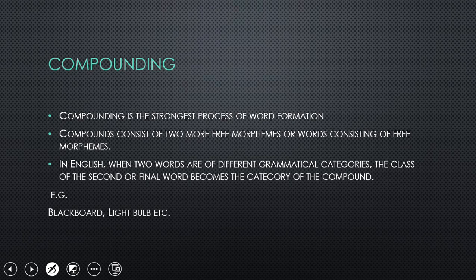For example, there was a morpheme black and another morpheme was board. When I combine black and board, a new compound word will be formed. And now this second word, board, will decide what the category of the new word would be. Black was an adjective and board was a noun. Now the entire word blackboard would be a noun. Then comes light bulb. Same goes for it. Bulb would decide the category of the whole word.